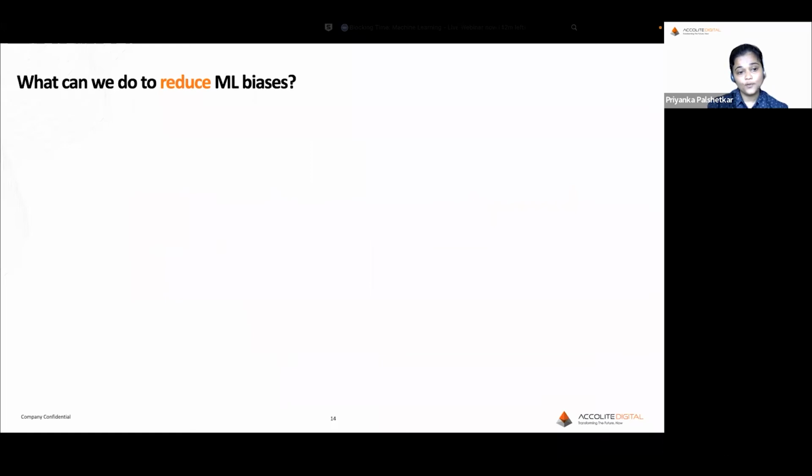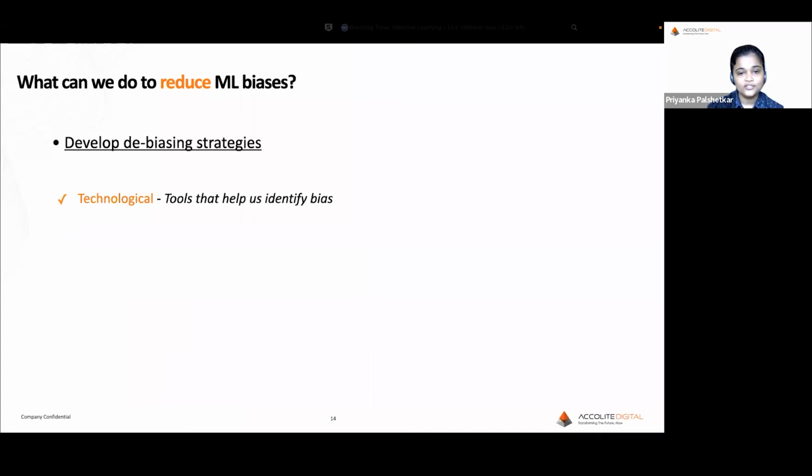Now, as responsible businesses, we should also work on our debiasing strategies. These could include developing a three-pronged strategy. First is our technological strategy that involves using tools that can help us identify potential sources of bias and reveal the traits in the data that affect the performance of our model.